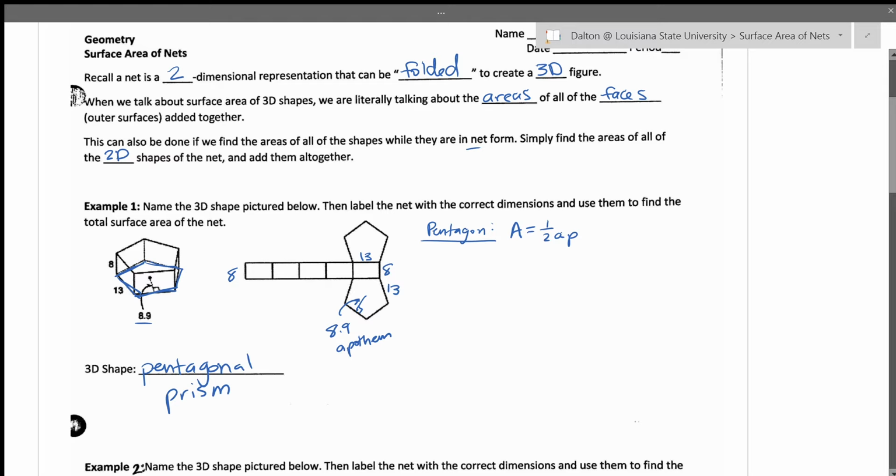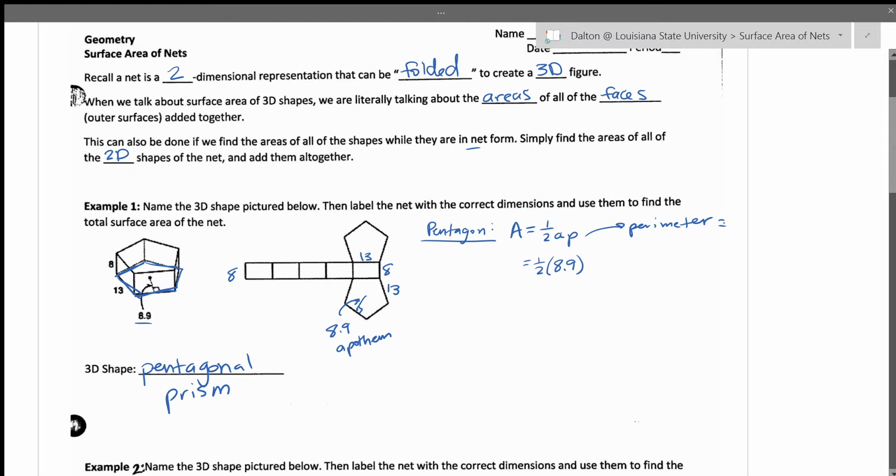So we know that A stands for the apothem, which we already have. So that'll be 1/2 times, we know the apothem is 8.9. P stands for the perimeter. And the perimeter stands for just all of the edges of that shape added together.